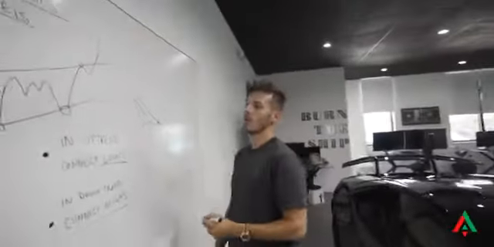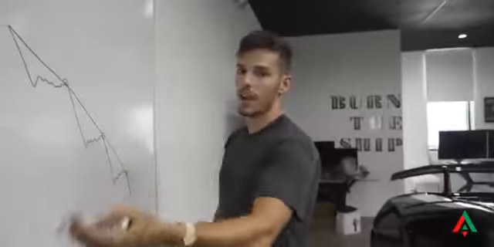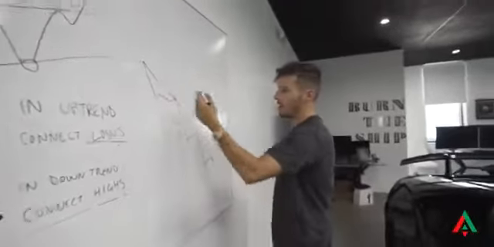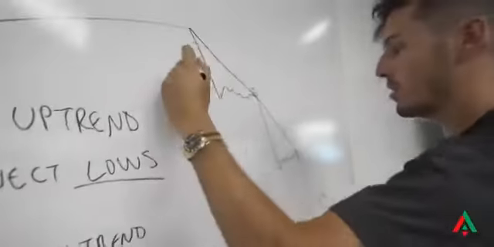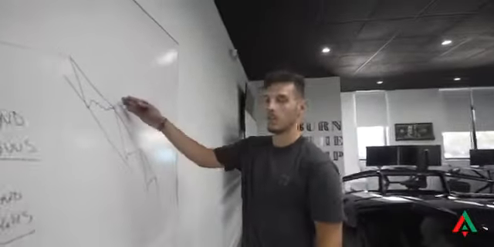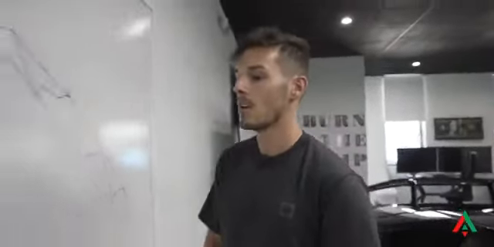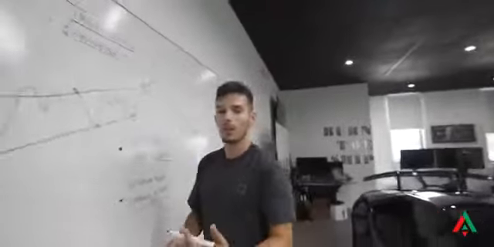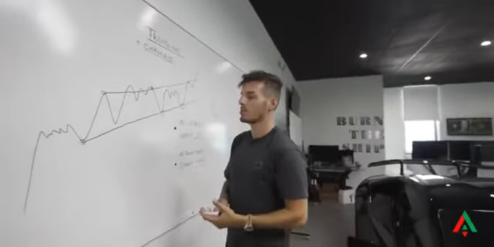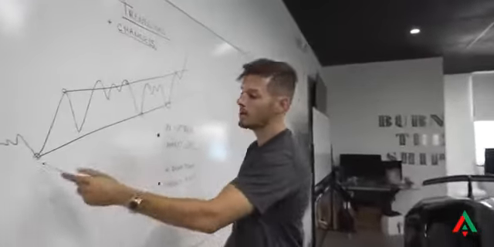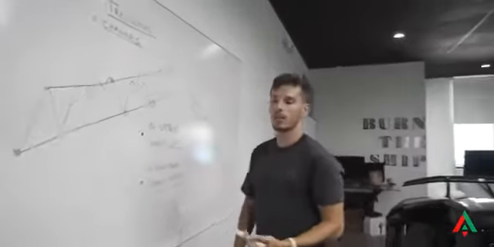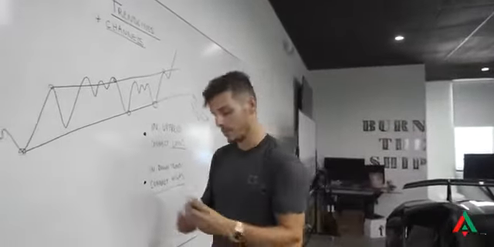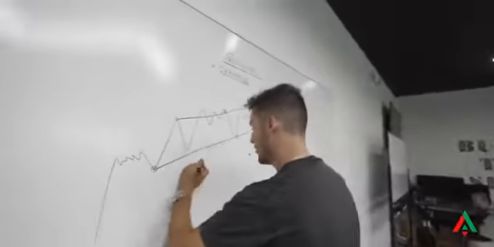Okay, so in your channel, you would be connecting the highs in an uptrend after you've established your trend line, and then in a downtrend, you would be connecting your lows after you've established the trend line connecting the highs. Now, how you would use a channel is a little bit interesting than how you would just use a standard trend line. In an uptrend, a standard trend line is going to act as support. So let's write that down as well.